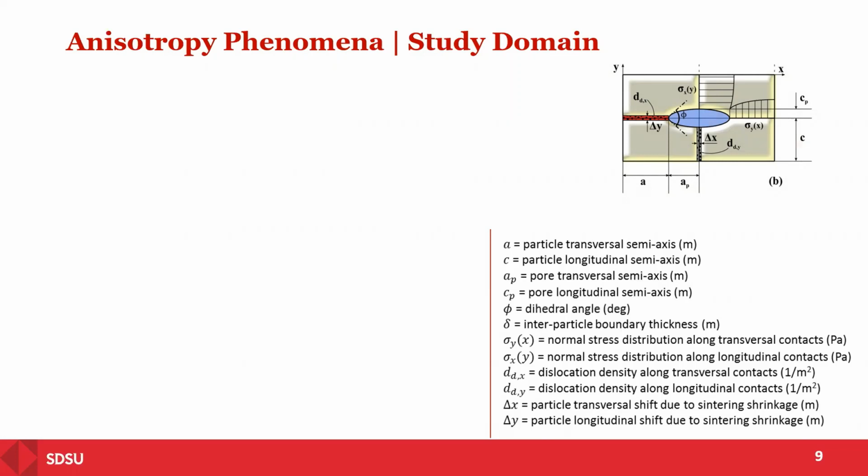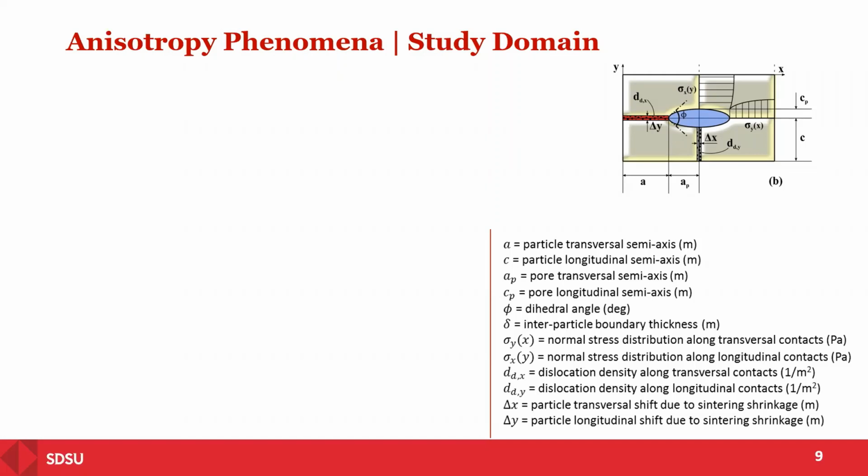So here, obviously, I can describe the geometry. a is the extension of the contact along the x-axis, a_p and c_p are the radii of the ellipse, and c is the other radius of the particle. Because of sintering stress and because of the shape of the pore and the contact region, I have a localized stress, sigma x and sigma y, derived from the theory of sintering. I just skip that description, but there are articles that describe why they have that specific shape and why they derive from the radial curvature of that part of the pore.